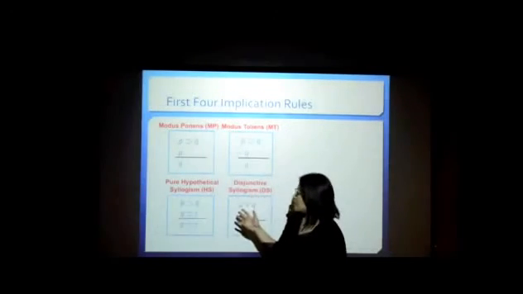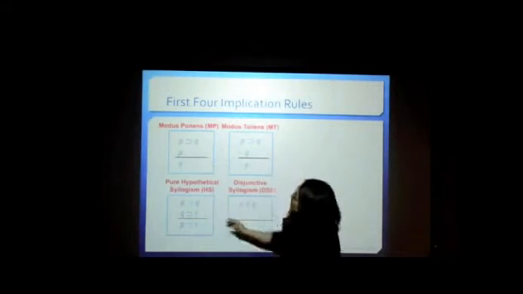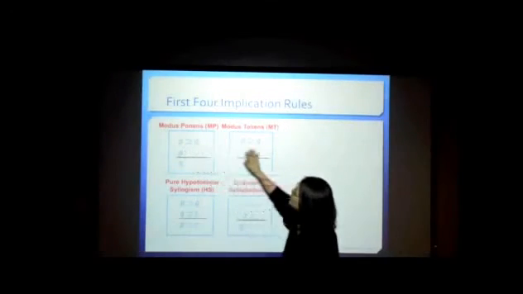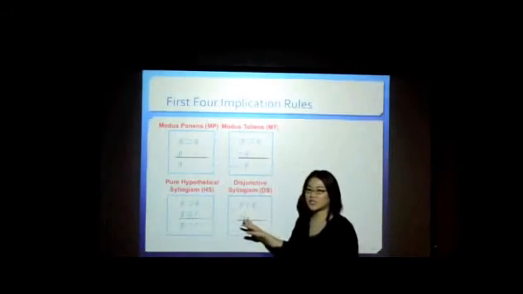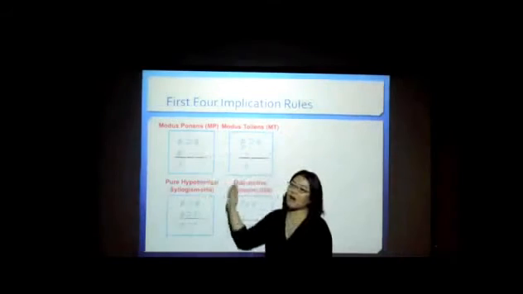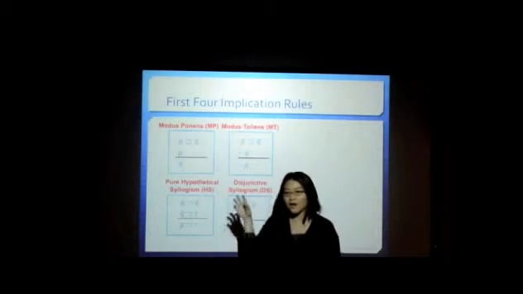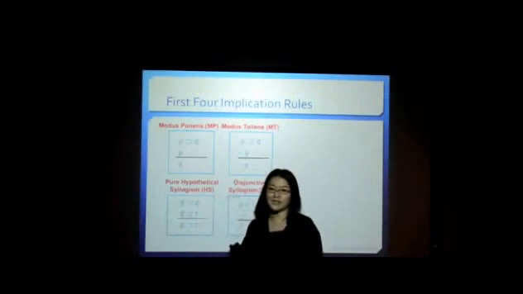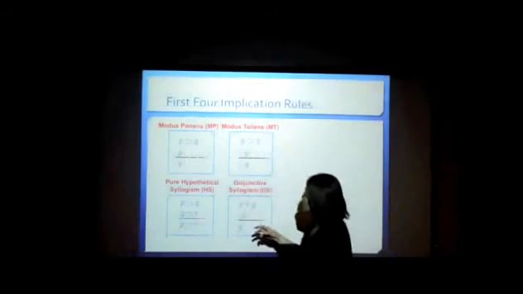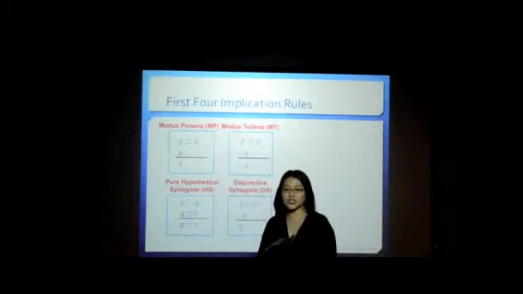Now, here we have four rules of inference, which are implication rules. And if you look at them, notice that they are actually valid argument forms. Here we have modus ponens, modus tollens, pure hypothetical syllogism, and disjunctive syllogism. So these are all valid argument forms, but they are also rules of inference, so you can use them in order to validly derive a conclusion from given premises. Why is this the case?